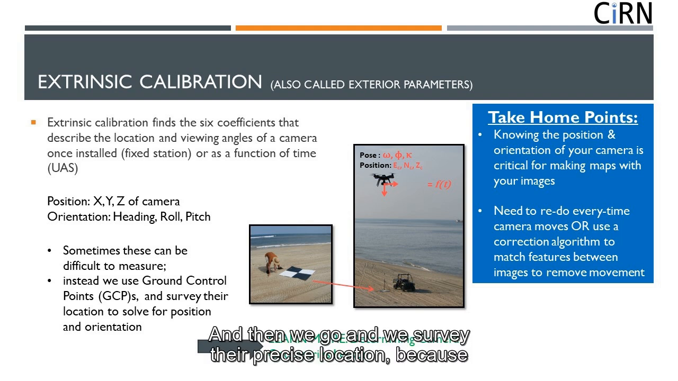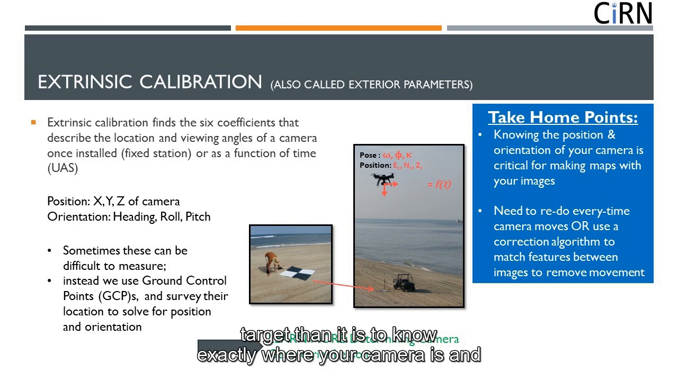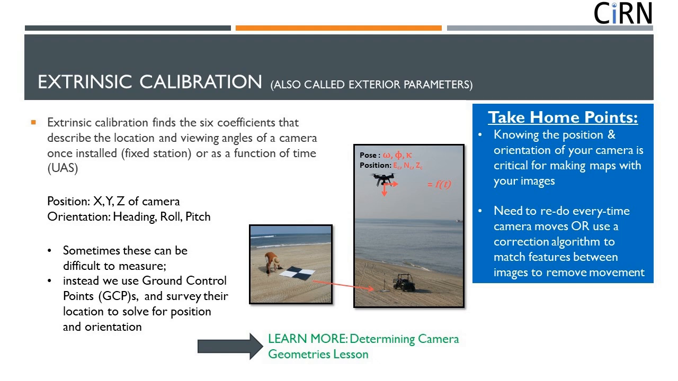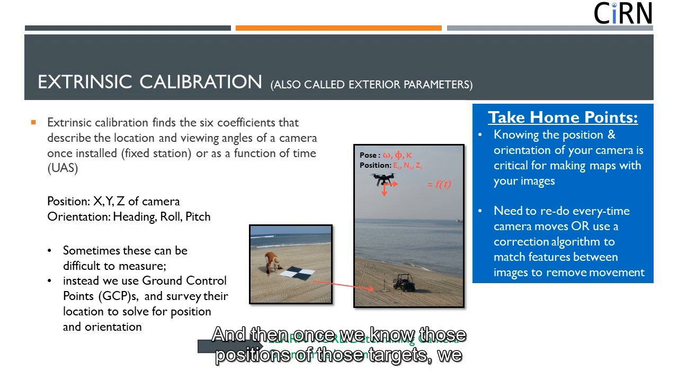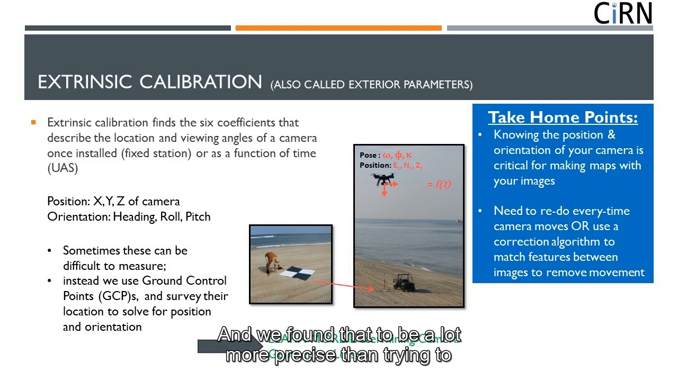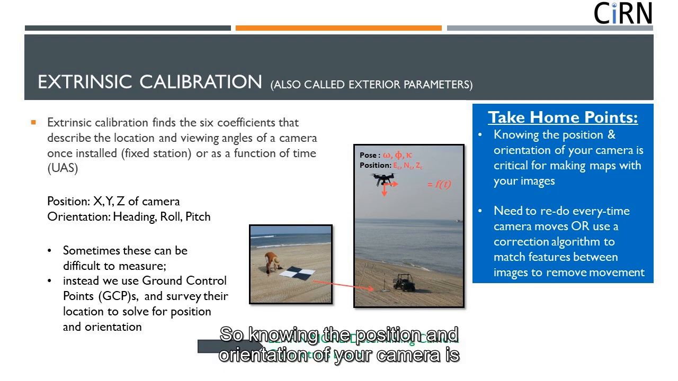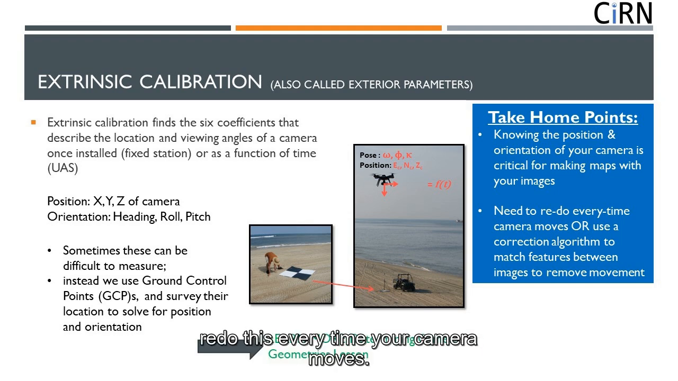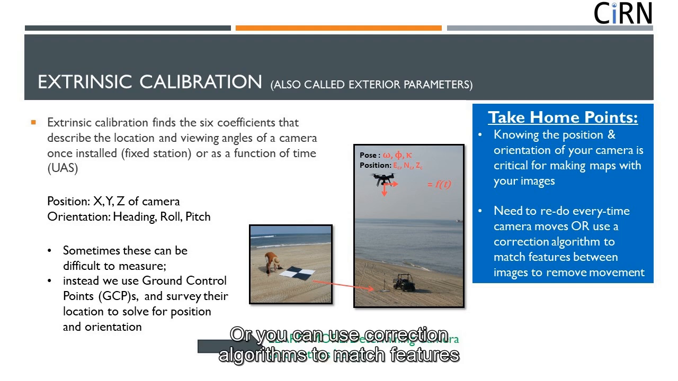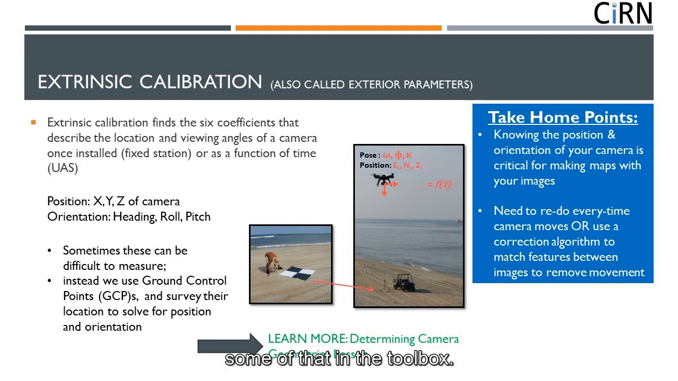And then we go and we survey their precise location, because oftentimes it's easier to measure the location of a fixed target than it is to know exactly where your camera is and where it's pointing. And then once we know those positions of those targets, we can back calculate the position and orientation of the camera. And we found that to be a lot more precise than trying to measure the position and orientation of the camera. So knowing the position and orientation of your camera is critical for making maps with your images. And you need to redo this every time your camera moves, or you can use correction algorithms to match features between images to remove the movement. And we'll go through some of that in the toolbox.